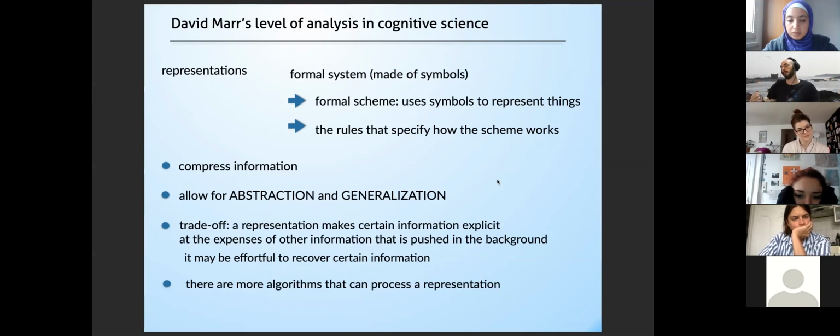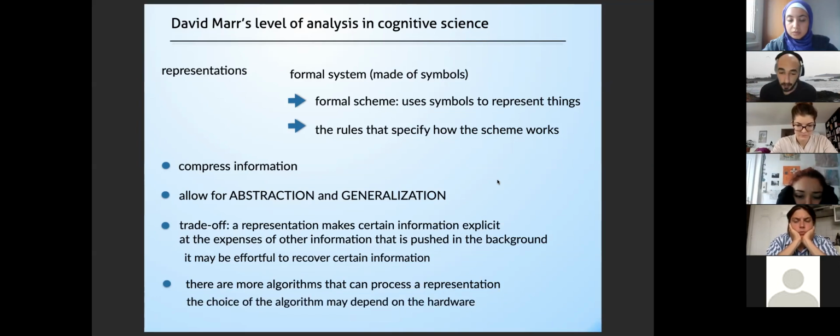Another problem is competition. So if you have a representation, it might be the case that there is not only one algorithm that processes this representation, but more than one. And then what you also need is some selection mechanism that tells you which algorithm should process that representation and which algorithm should stay silent, okay? And the choice of the algorithm is very important, and it may depend on the hardware.